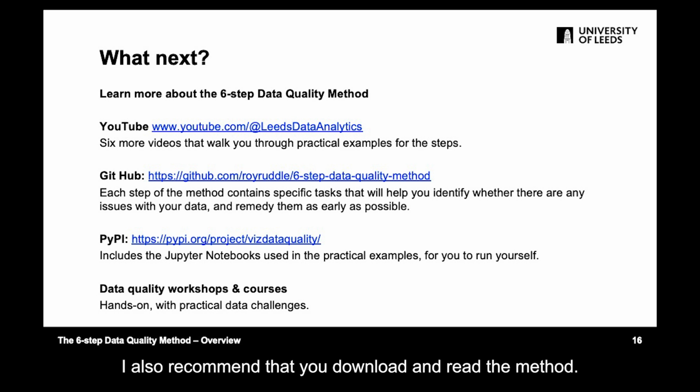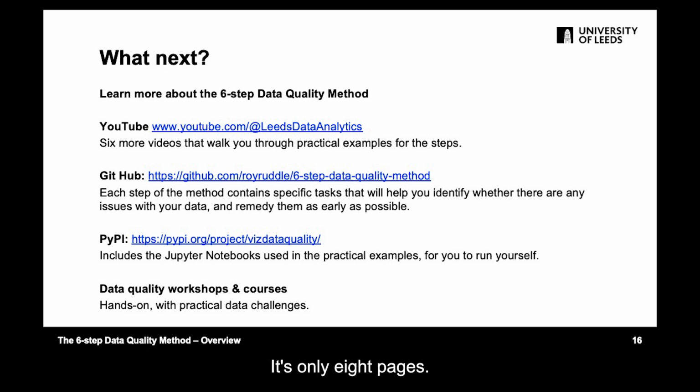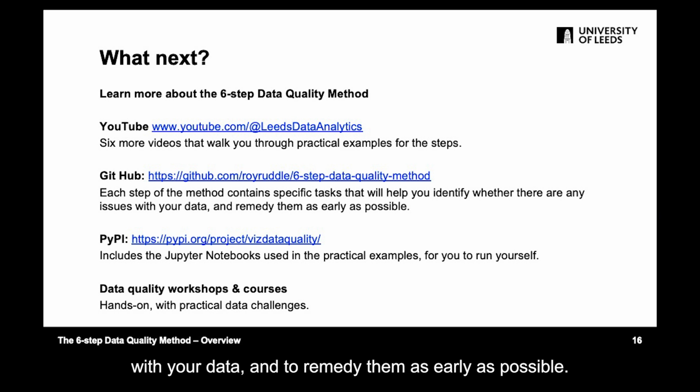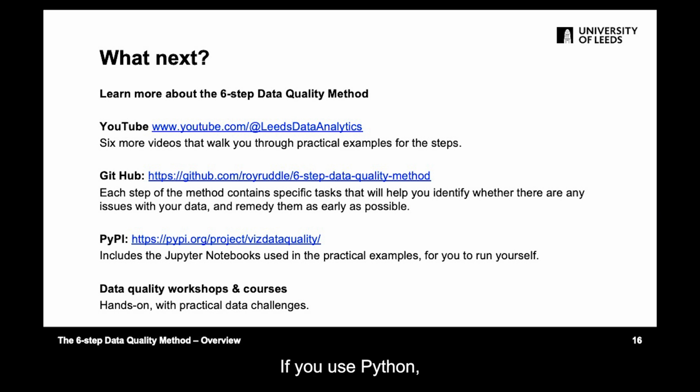I also recommend that you download and read the method. It's only 8 pages. Each step contains specific tasks that will help you identify whether there are any issues with your data and to remedy them as early as possible. If you use Python, then have a look at the Viz Data Quality package, because that includes the Jupyter notebooks that I use in the practical examples of the videos, so you can run and customize them yourself.